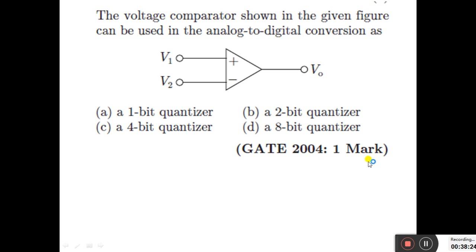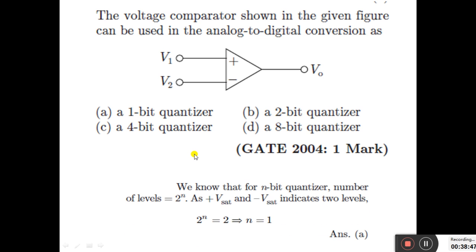Next question. This question asked in GATE 2004. The voltage comparator shown in the given figure can be used in analog to digital conversion as option A 1-bit quantizer, option B 2-bit quantizer, option C 4-bit quantizer, option D 8-bit quantizer. Right? So let me see the solution.